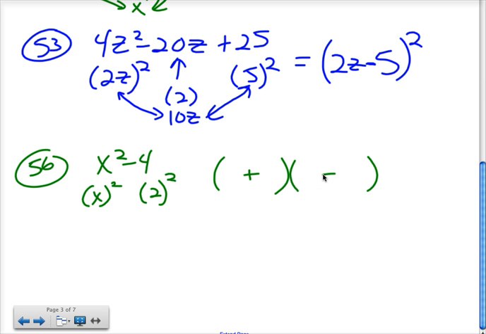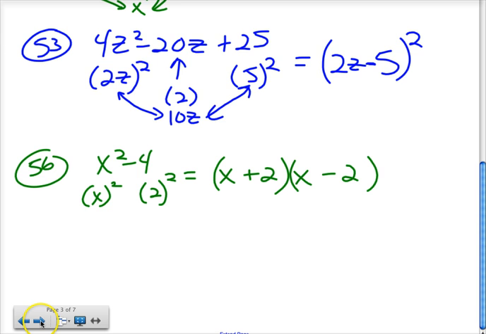And as we talked about, the only way that's going to happen is if those signs are opposites of each other. So first times first had to be x times x to give us x squared. And then last times last had to be 2 times -2 to get us the -4. And we see, yep, inside times inside, outside times outside would cancel each other out. And we would get x squared minus 4.